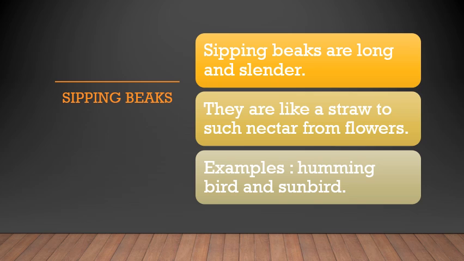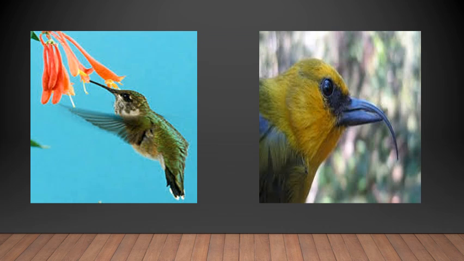The beaks are like a straw to suck nectar from flowers, just as we use a straw to drink juices. Like that, these birds use their beaks to drink the nectar from the flowers. Now, the examples for birds having sipping beaks are hummingbird and the sunbird. These two are the birds which have straw-like beaks. They are also called spear beaks.